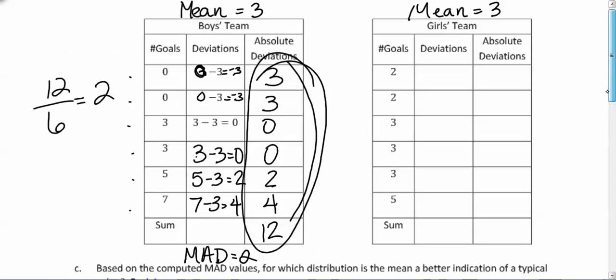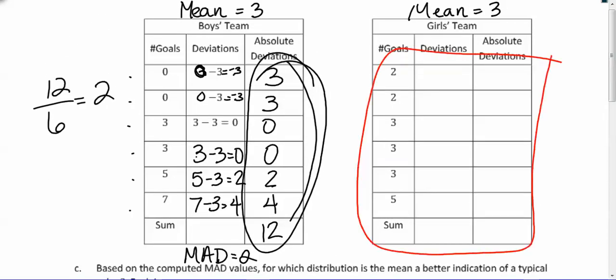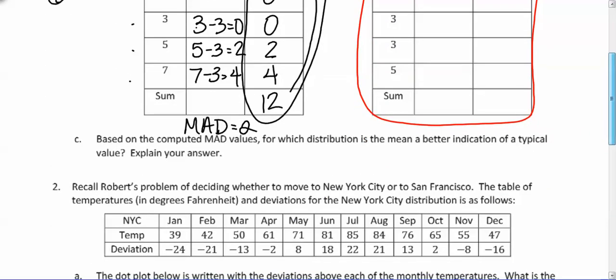All right, so part C is the last question that I assigned for homework. You do have to do all of this in this section, but use the example I gave for the boys team. And then over here, based on the computed MAD values, for which distribution is the mean a better indication of a typical value? All right, so remember, if it's tightly grouped, the mean is going to be more typical for that distribution, because you want a small mean absolute deviation for that to work, okay? Hopefully that makes a little more sense.